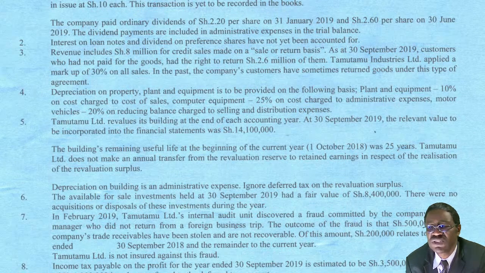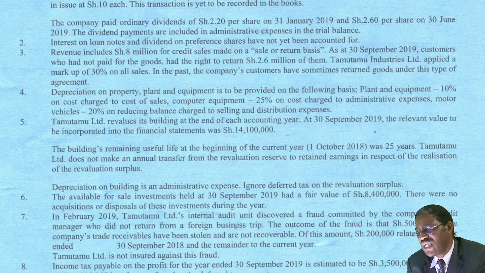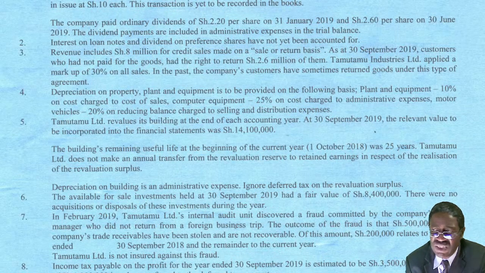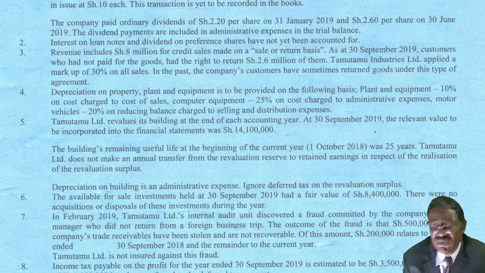Another paragraph. The building's remaining useful life as at the beginning of the financial year, 1st October 2018, was 25 years. Tamtamu does not make an annual transfer from revaluation reserve to retained earnings in respect of the realization of the revaluation reserve. That does not affect us, because they're telling us they don't make an adjustment.